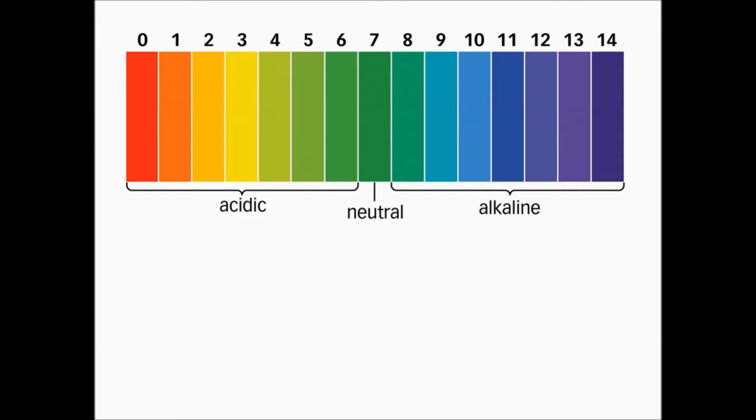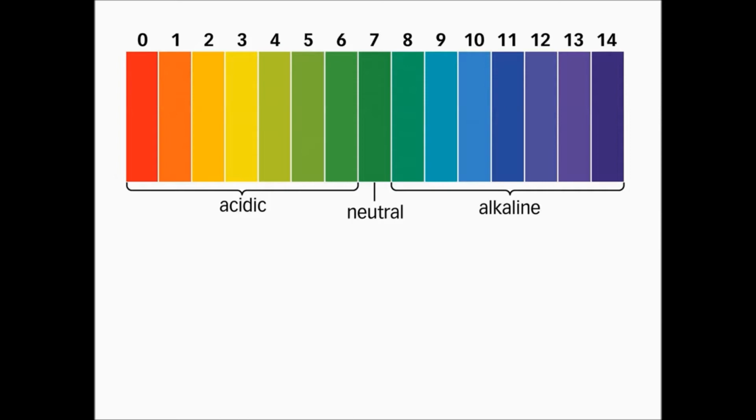Next, let's look at where acids and bases lie on the pH scale. This is a universal indicator. A universal indicator gives different colors in solutions of different pH. The pH values of acids range from 0 to 6, while the pH values of bases range from 8 to 14. The pH of a solution is related to the concentration of hydrogen ions or hydroxide ions present in a solution.